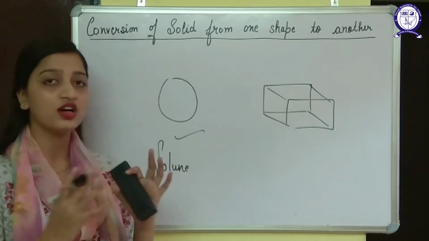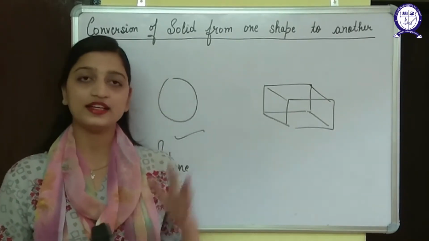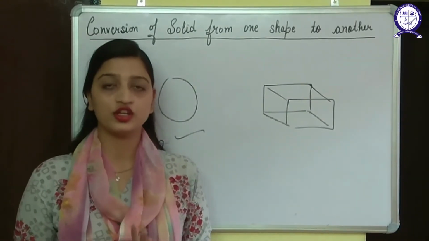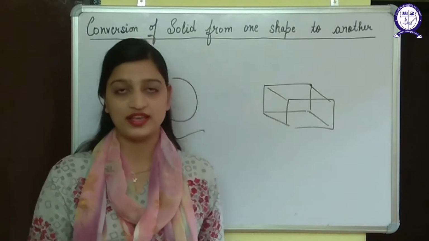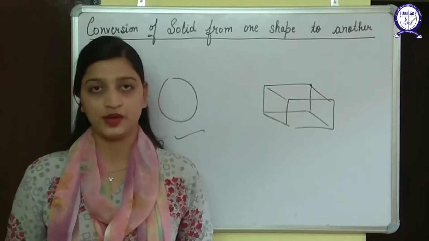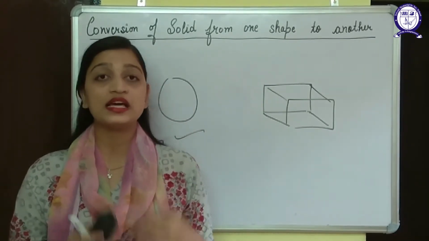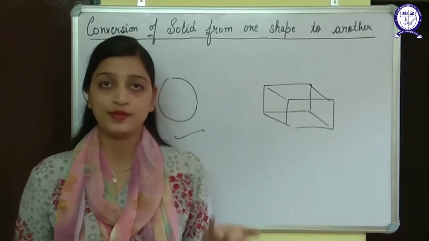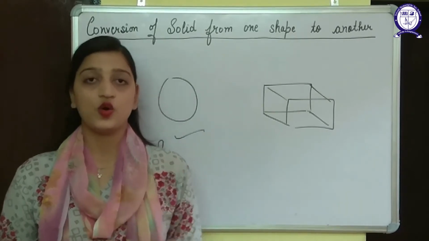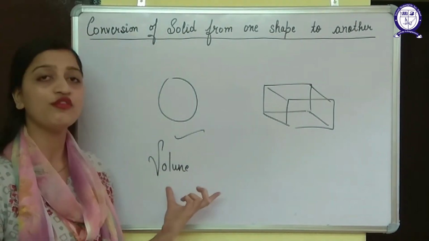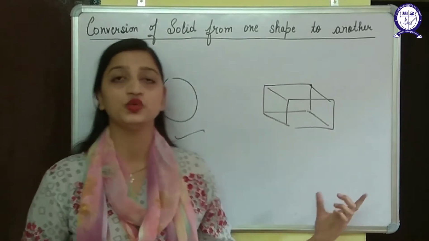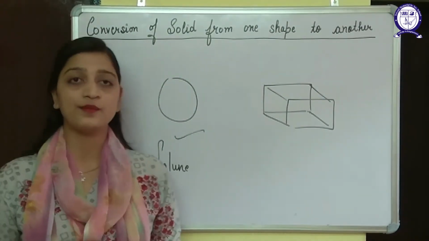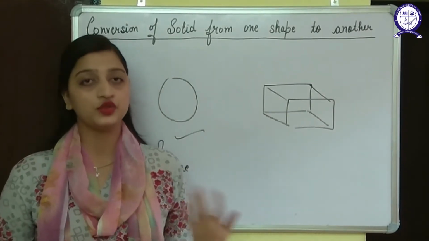Suppose I have a cylindrical beaker and it is filled with water. Now I am putting all that water into some other vessel that is in the conical shape. So what will be equal? Their capacity will be equal because the volume of water will remain the same in both the vessels. So I am saying that the volume of one shape will be equal to the volume of the other shape. This is the first example in which we melt a solid into another one.